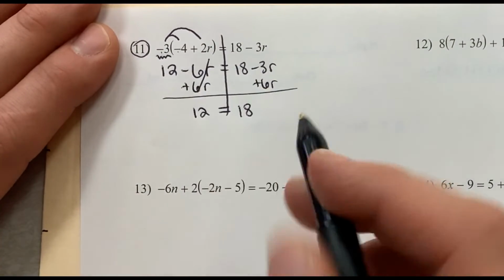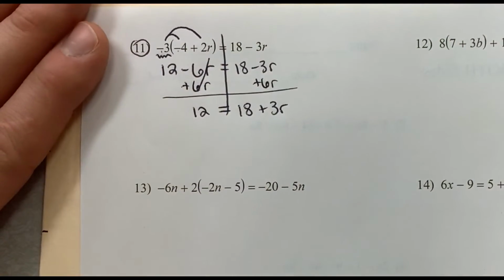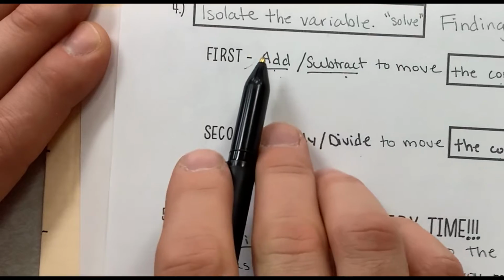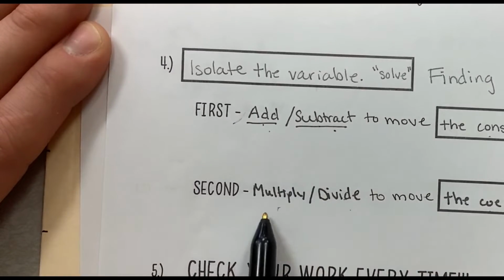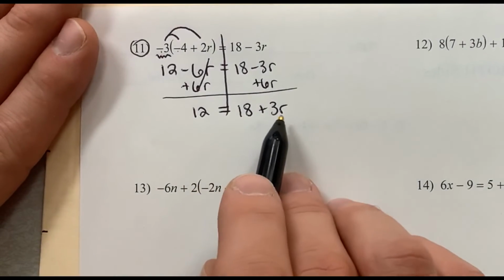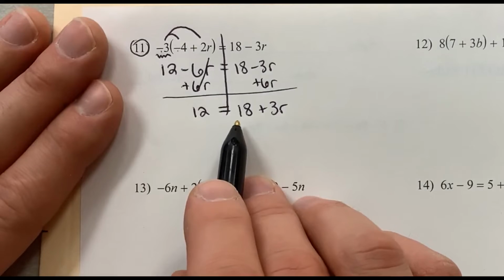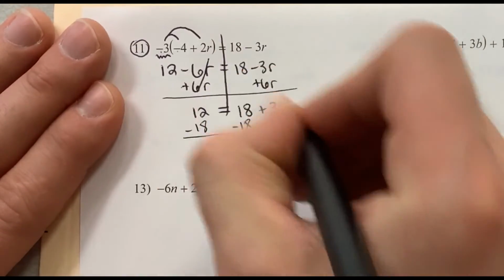Negative 3 plus 6, that's gonna give me a positive 3. Don't forget the r. And now, again, we're at our 2-step again. First, constant, addition, subtraction, then you move a coefficient by either multiplication or division. Well, my constant, okay, I'm looking at this right side here because that's where my variable is. Constant 18, so it's a positive 18. So I do minus 18 on each side.